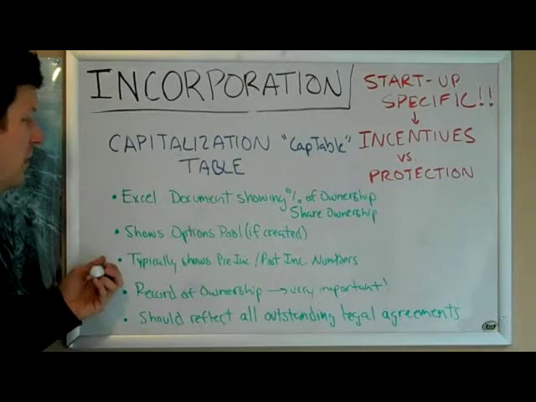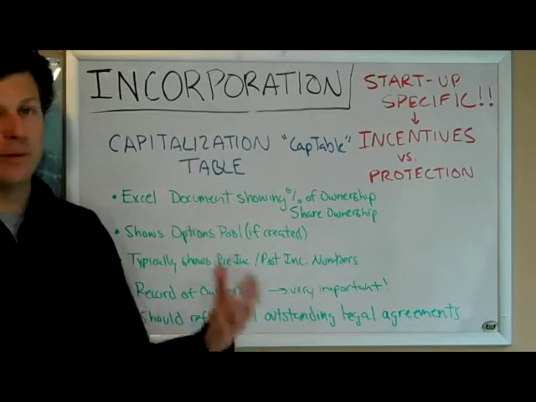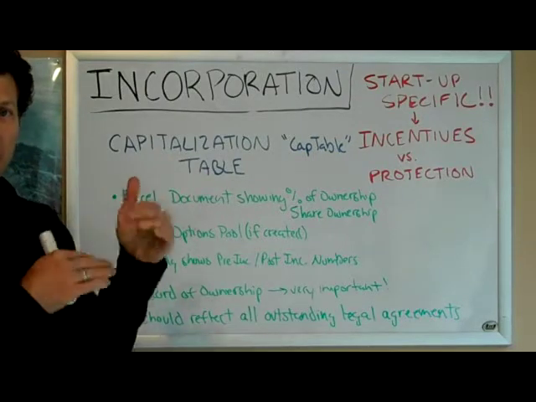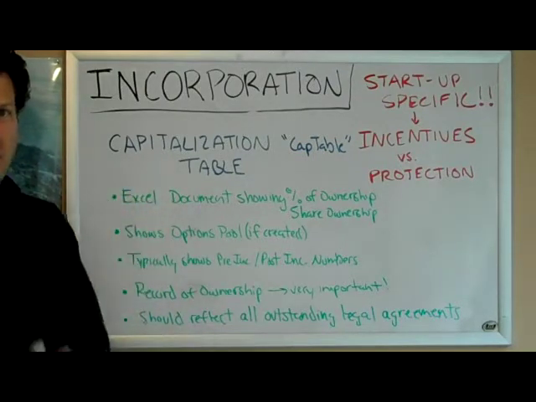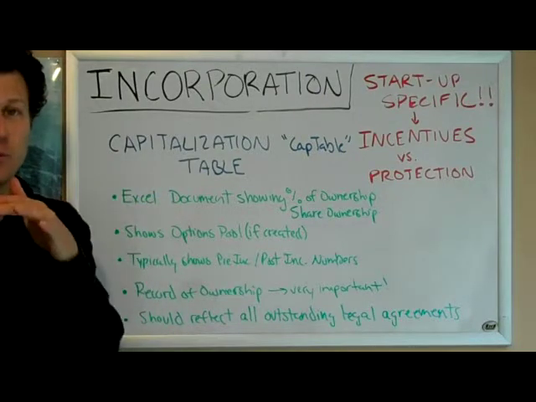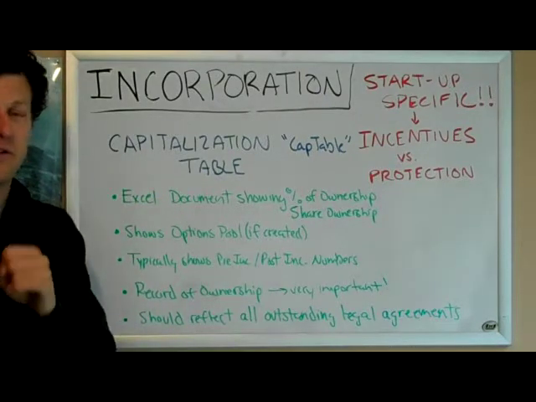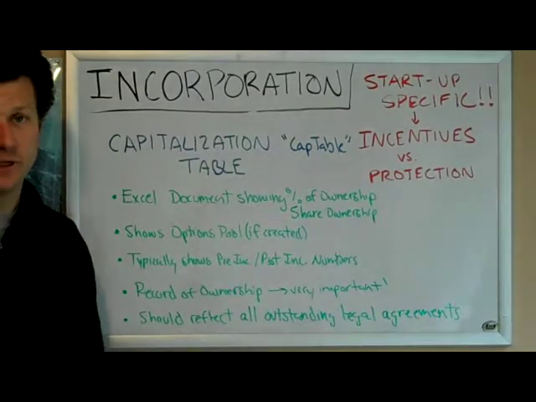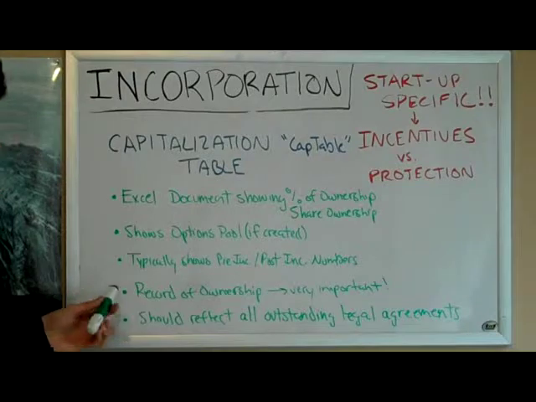It also typically shows pre-incorporation and post-incorporation numbers. So you have some idea of, before we incorporated, here's what people owned, and now after we're incorporated, or here's what we agreed to, and after we're incorporated, this is how much the founder owns, this is how much another founder owns, and this is how much the options pool represents. And I'll show some quick examples of that in a second.